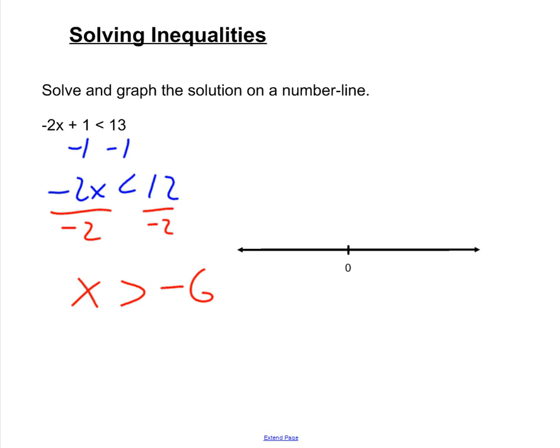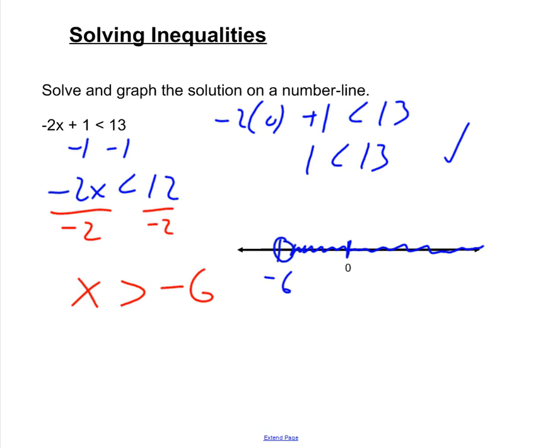This then gives us the inequality x is greater than -6. So here's -6, an open hole there, and we're greater than -6. And we can check some of these values. We can check 0 very easily. 0 is a good number to work with because it's so easy. Did it satisfy our inequality? Is 1 less than 13? Check. It did. So it works.